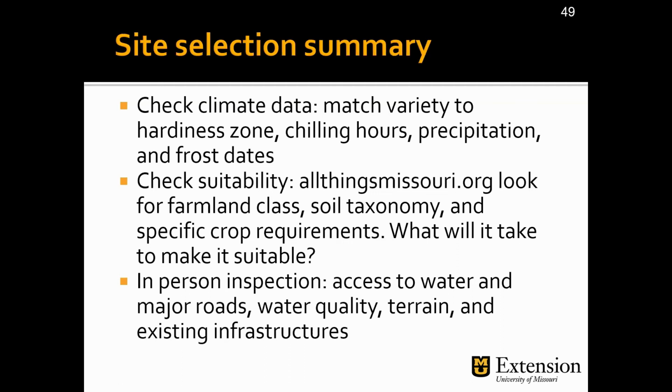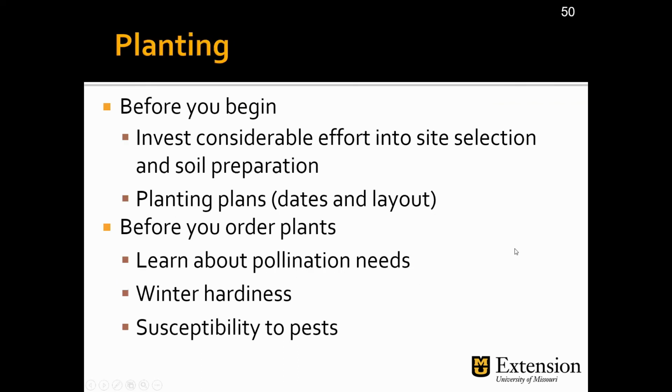Use the map tool that I showed you, and go make an in-person inspection. And if you need us, just schedule an appointment with us and we can come with you and check the site. That's why we're here. We're extension. And in person, just make sure that the land has access to water, roads, what's the water quality, what's the terrain, and if there's any existing infrastructure that you can use for your production.